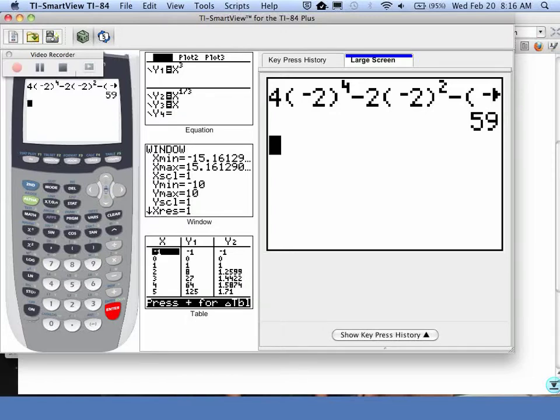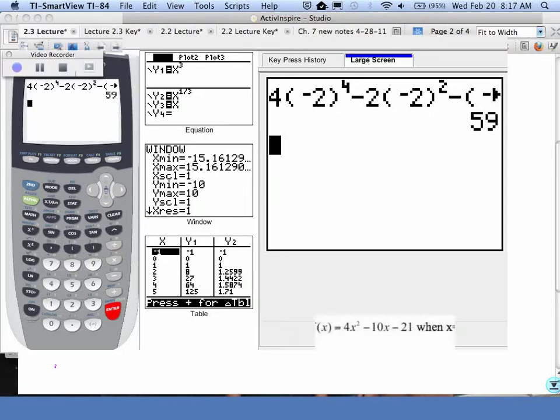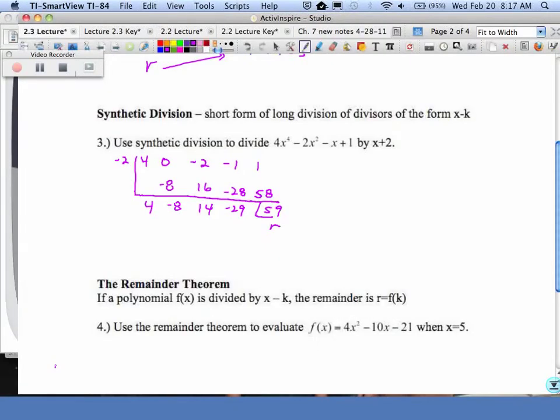So by plugging in negative 2, what did I get? 59. But how many of you are real comfortable if somebody gives you the number 5 and you're taking it to the fourth power and plugging it in by hand? It actually is kind of cumbersome plugging it into the calculator. Look at the synthetic division to be able to get the same number as fast as I did. And it doesn't take much effort for you guys to get pretty good at doing synthetic division.